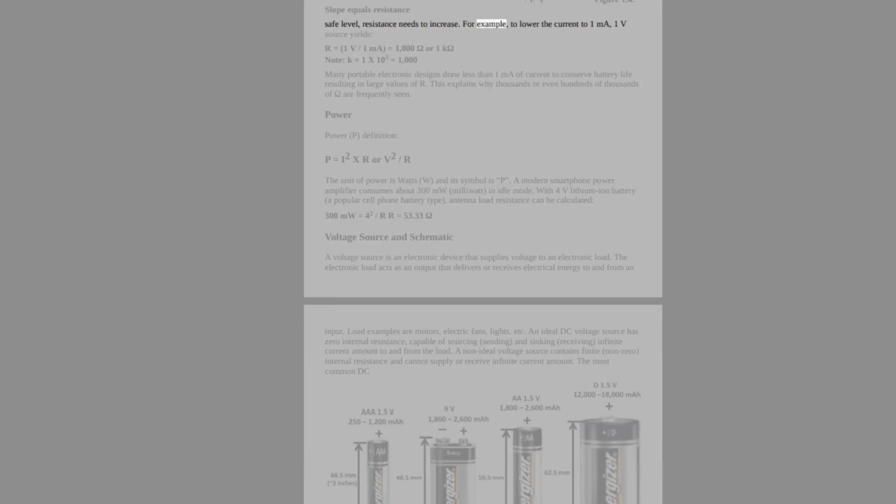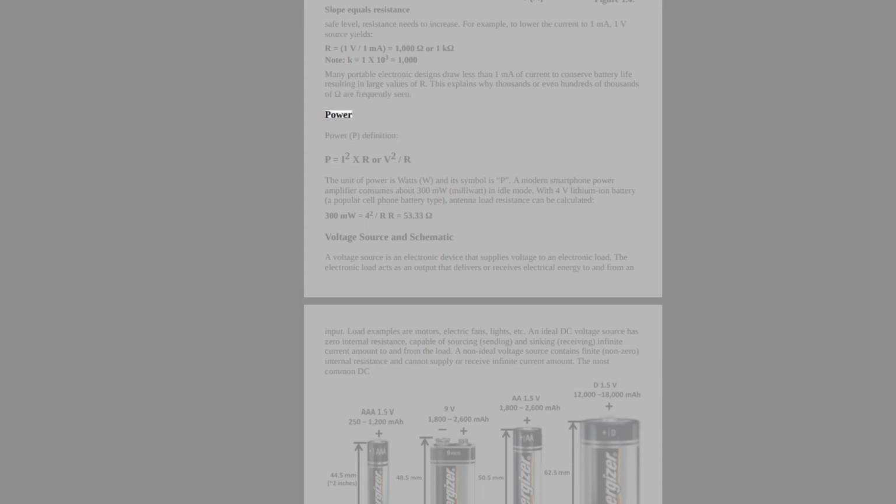For example, to lower the current to 1 milliampere, a 1V source yields R equals 1V/1 milliampere equals 1000 omega or 1K. Note, K is equal to 1 times 10^3, which is equal to 1000. Many portable electronic designs draw less than 1 milliampere of current to conserve battery life, resulting in large values of R. This explains why thousands or even hundreds of thousands of omega are frequently seen.